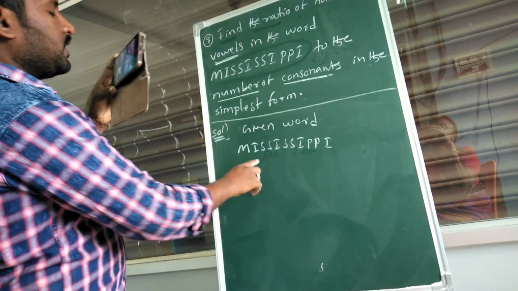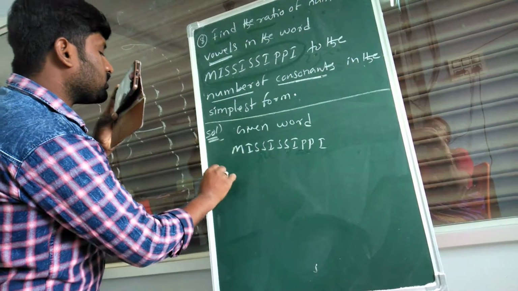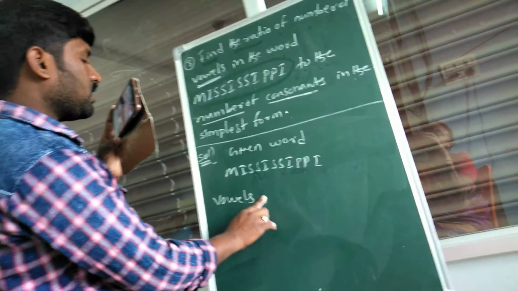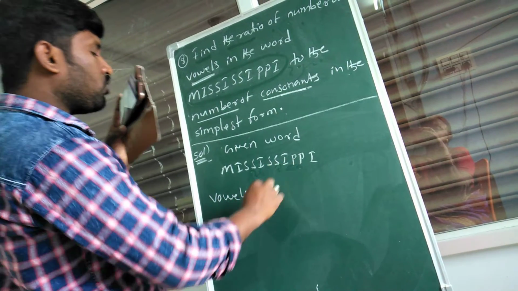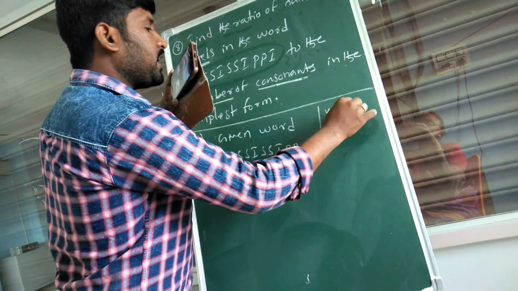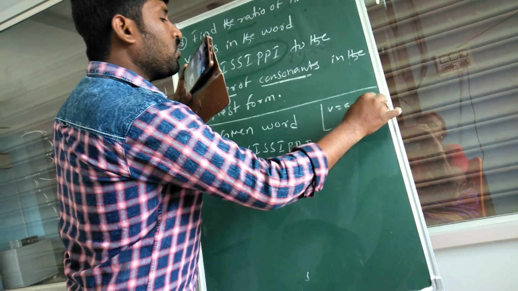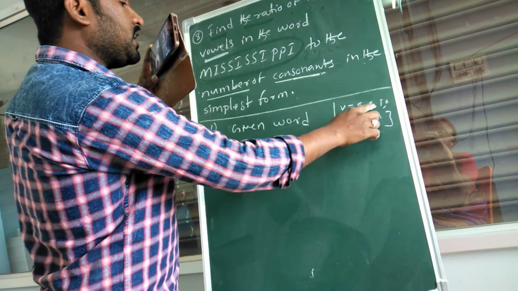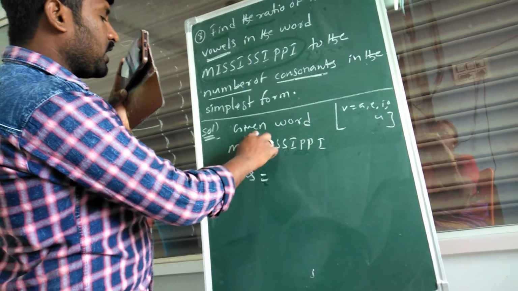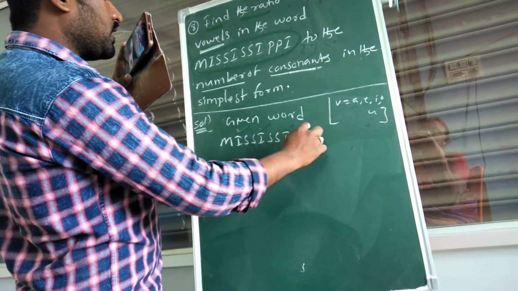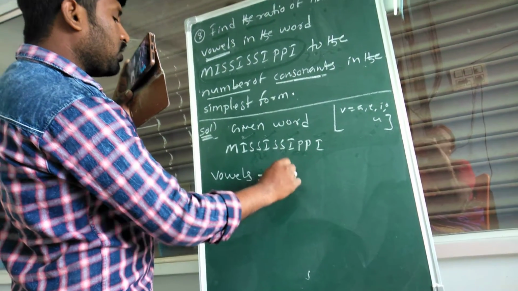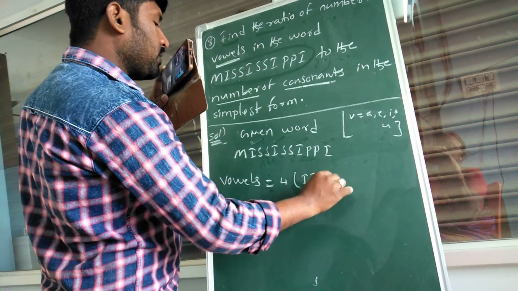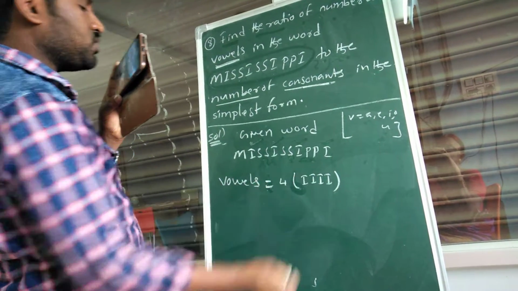Okay, in this word what are the vowels? How many vowels are there? We know vowels are A, E, I, O, U. These are the vowels in the English alphabet. Okay, how many are there here? Out of A, E, I, O, U, I appears one time, two times, third time, fourth time. Only I. How many times is there? 4 times. That's why we consider a single vowel 4 times.